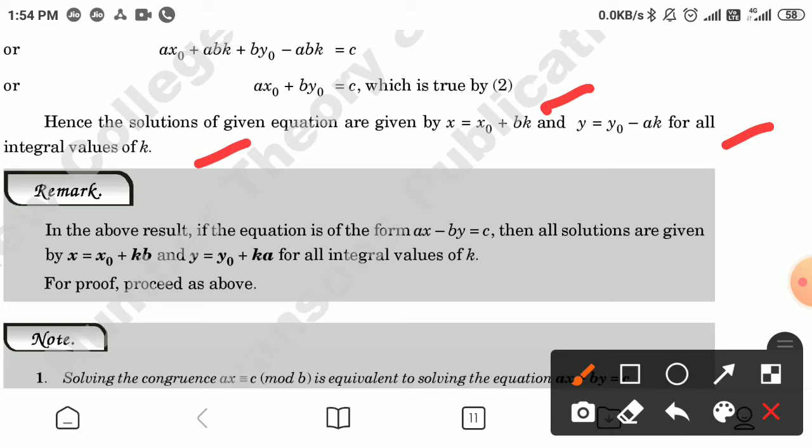Remark: in the above result, if the equation is of the form ax minus by equal to c, then all solutions are given by x equal to x naught plus kb and y equal to y naught plus ka for all integral values of k. The proof proceeds as above.